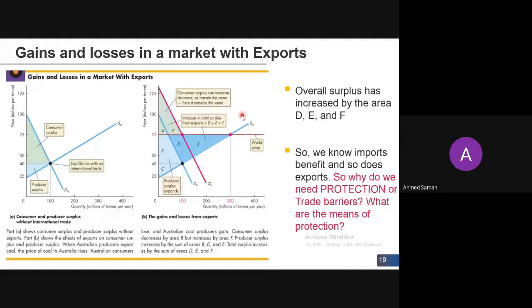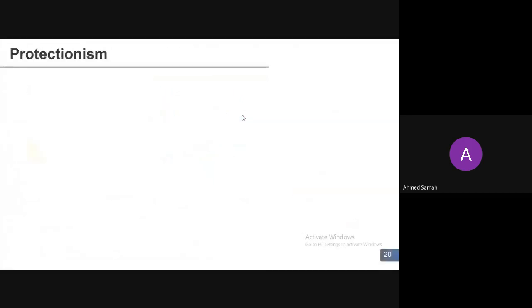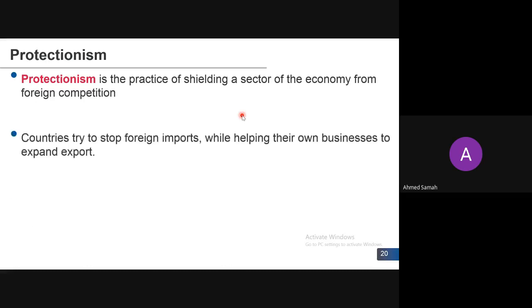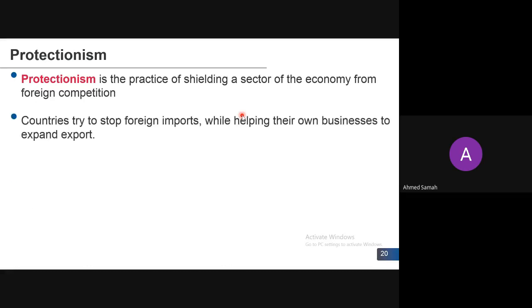But still, what we see is that there are some protections or trade barriers, especially on imports. So why are these trade barriers imposed? Let's look at that. So protectionism. It is the practice of shielding a sector of the economy from foreign competition. So countries try to stop foreign imports while helping their own businesses to expand exports.